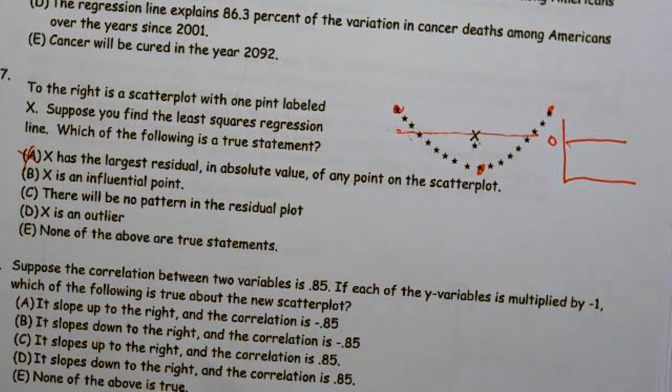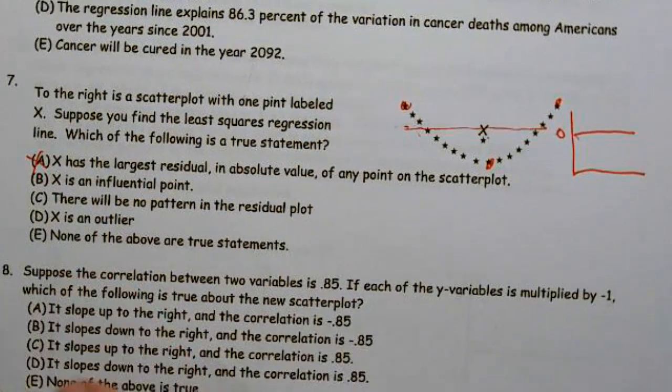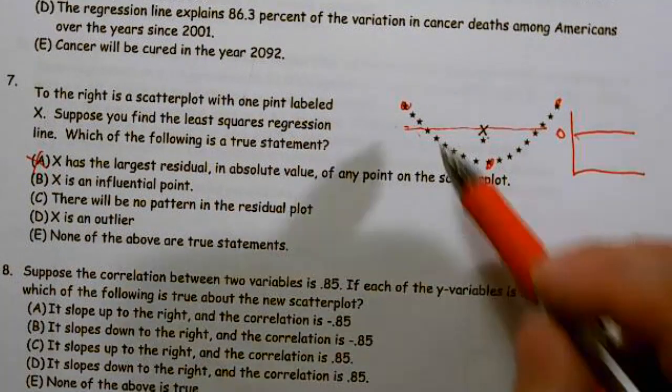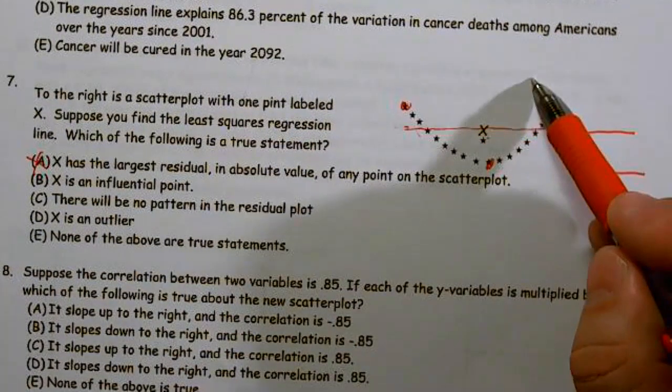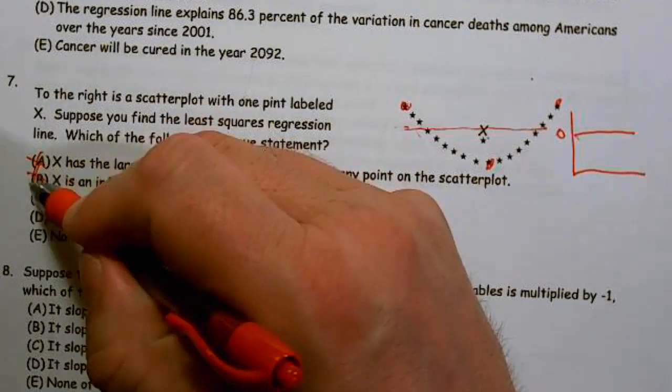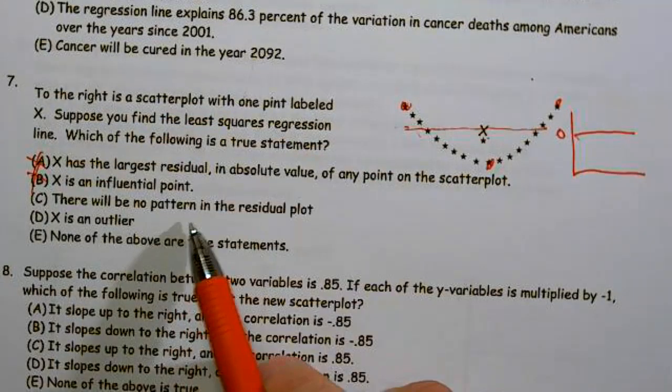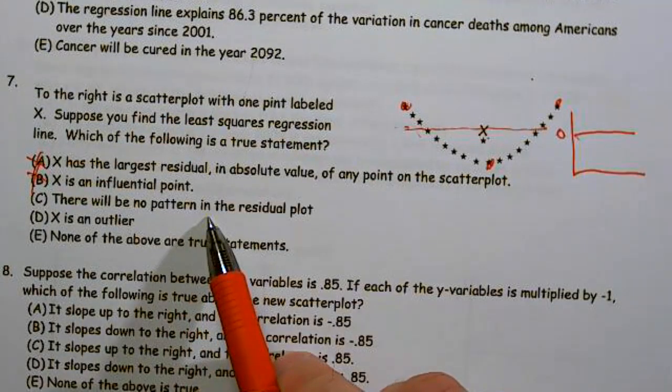X is an influential point. We like to keep that definition of influential points to linear equations. And in this case, it is not an influential point. There will be no pattern to the residual plot. No, we definitely don't have a linear graph. And because we don't have a linear graph, there will be a pattern to the residual plot.